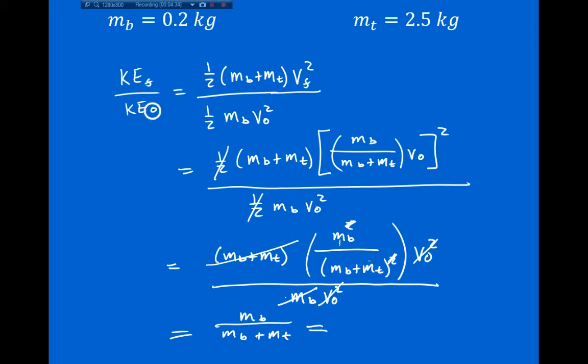So it turns out that the ratio of the final kinetic energy to the initial kinetic energy is just equal to the mass of the bullet divided by the total mass of the bullet and the target. And this is equal to 0.074. So only 7.4% of the initial kinetic energy is left after the bullet gets embedded inside the target.